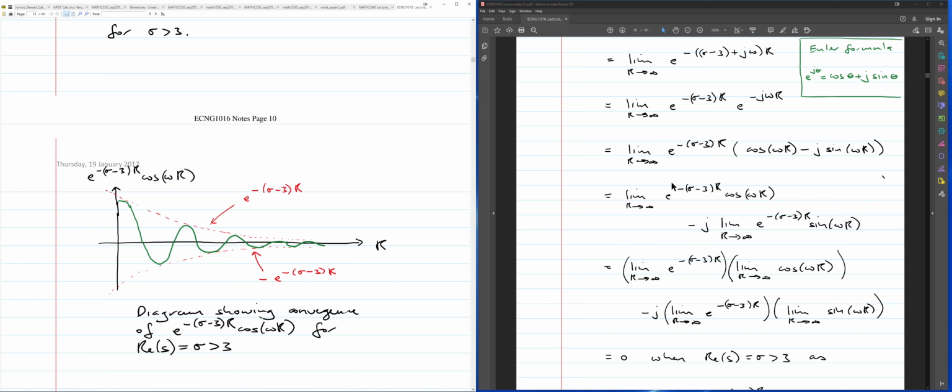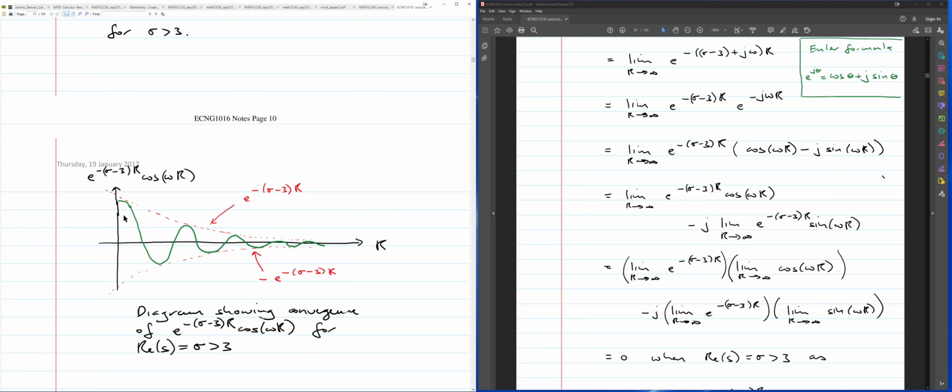We want to look at the graph of this exponential times the cosine for different values of sigma. In particular, we want to look at it when sigma is bigger than 3 and when sigma is less than 3. So if sigma is bigger than 3, for example if sigma is 5, then what you'd have is 5 minus 3 over here, but that would be the negative of 5 minus 3. So that's a negative exponential, say like e to the minus 2r, times the cosine.